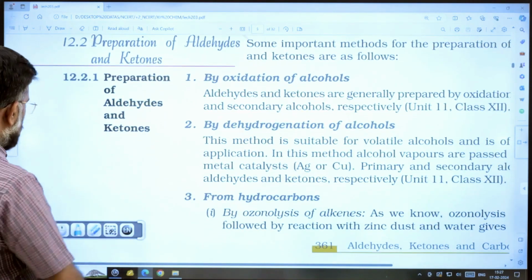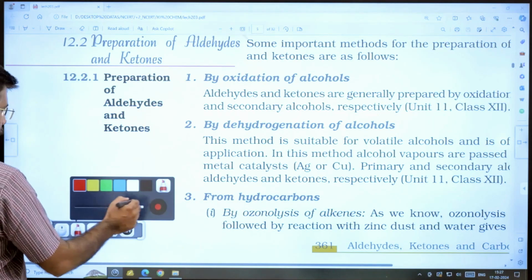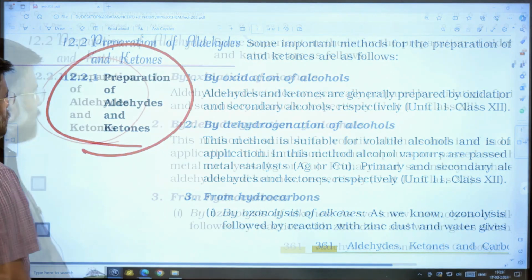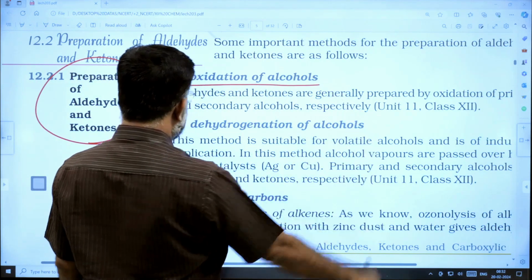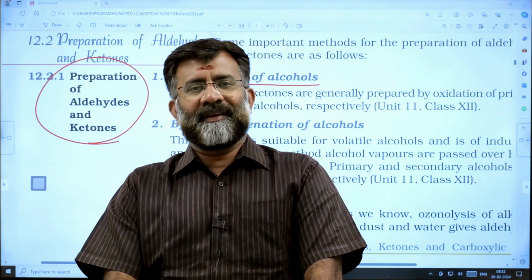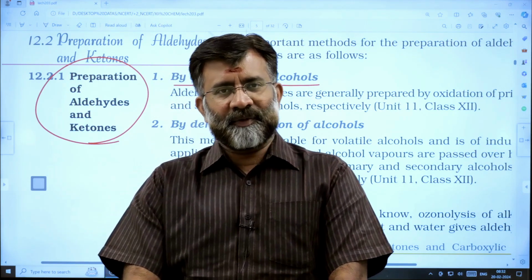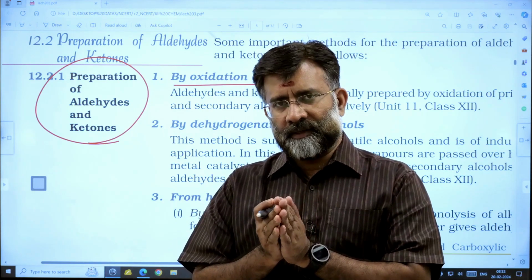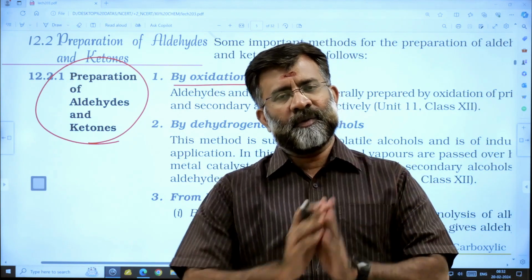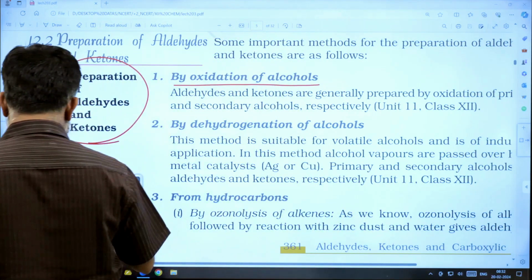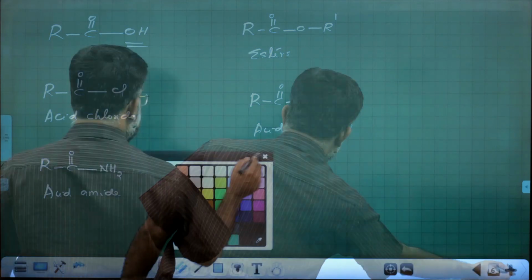Now on to the preparations of aldehydes and ketones. The first method, already learned, is oxidation of alcohols. All of you know that a primary alcohol upon oxidation gives an aldehyde, which needs to be done in a controlled manner. Otherwise the aldehyde will be further oxidized to carboxylic acid. And a secondary alcohol will give you ketones. So that is the reaction.